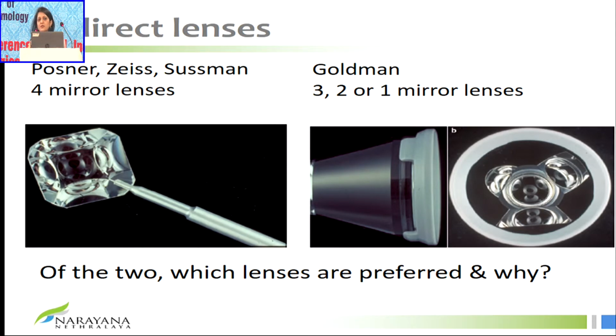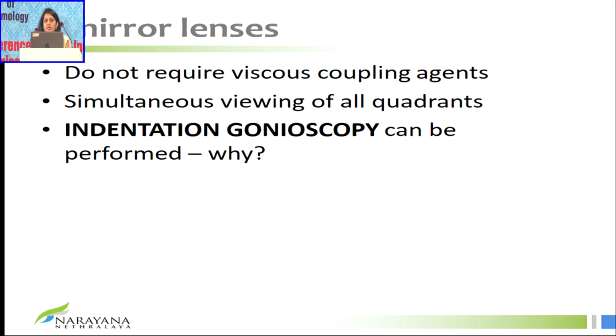4-mirror, yes. Why? Okay, all 4 angles can be seen. Anything else? One of the most important things is that you can do indentation gonioscopy with these lenses. You can have a simultaneous viewing of all the quadrants, and you don't require a viscous coupling agent with the 4-mirror lenses. Now, why is it that we can do indentation gonioscopy only with the 4-mirror lenses?